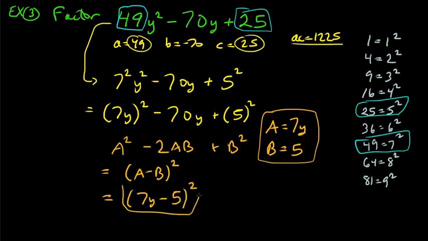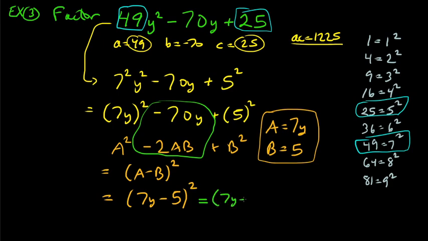But before you jump to conclusions and say that that has to be it, remember, it doesn't have to be yet. We have to check that the middle term here matches, that the negative 2ab really is negative 70y. And there's actually two ways of doing this. One way is the old-fashioned way to check this, which is to just multiply it out. Just use FOIL.